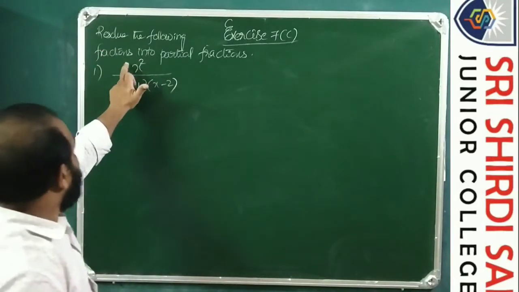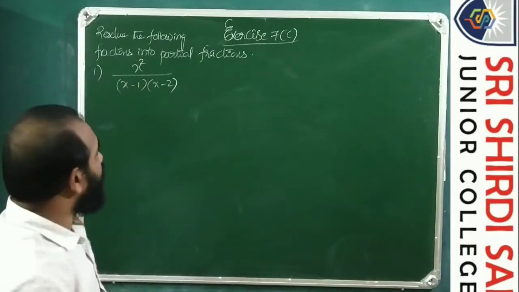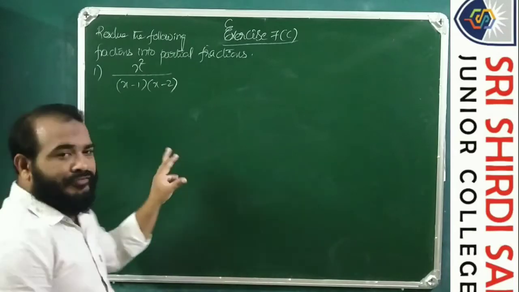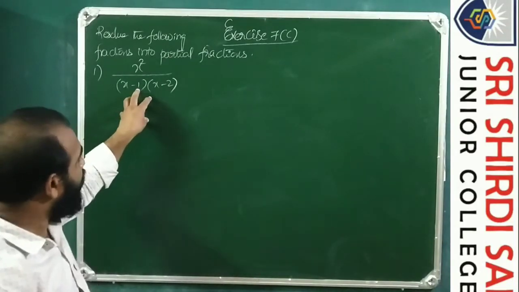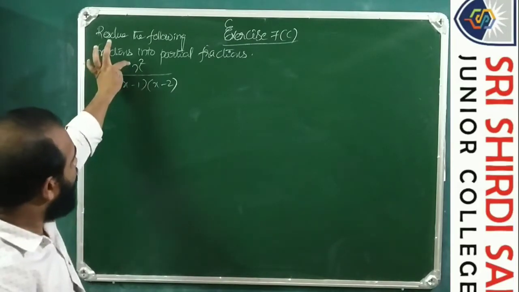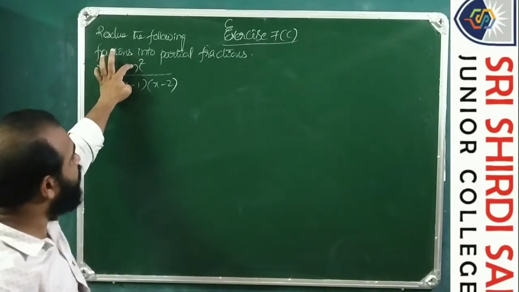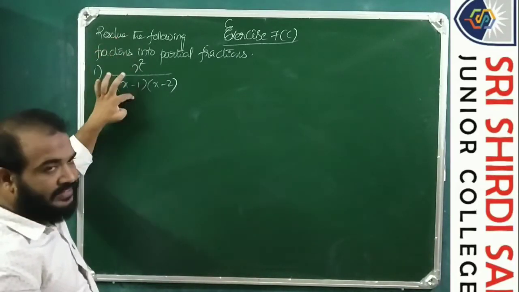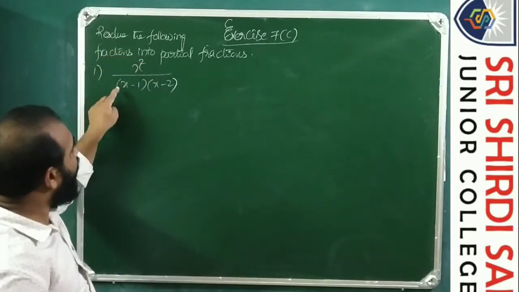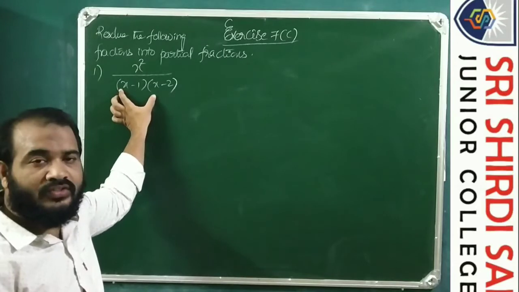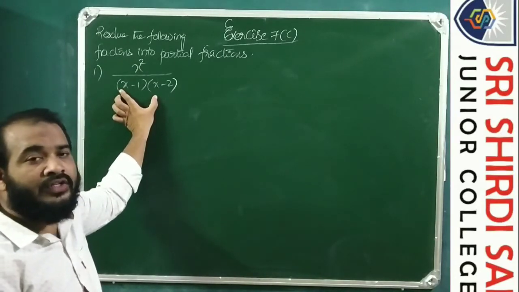Resolve the following fractions into partial fractions. Exercise 7C, first problem. So the example which we have taken for the illustration is what we have got here. Here this is a fraction. Which kind of fraction? Both are polynomials in x. The degree of the numerator is 2 while the degree of the denominator is also 2. So the degree of f of x is equal to the degree of g of x.